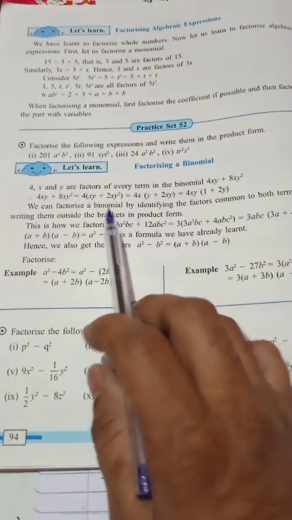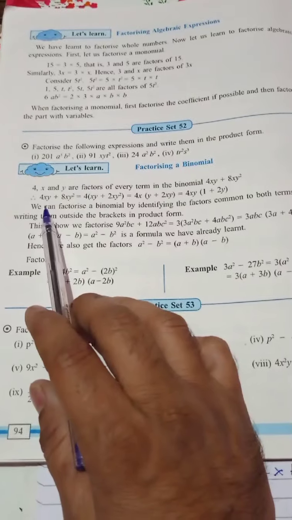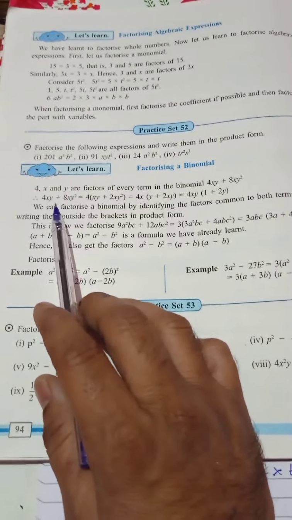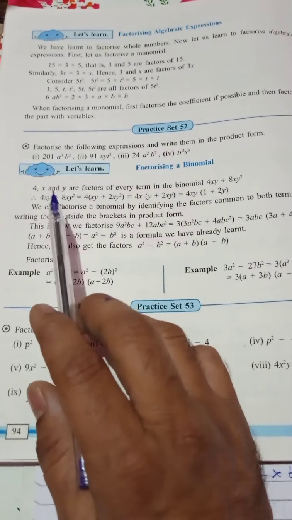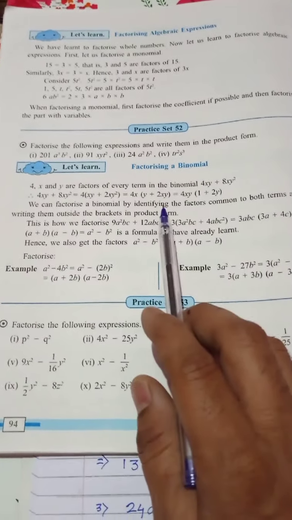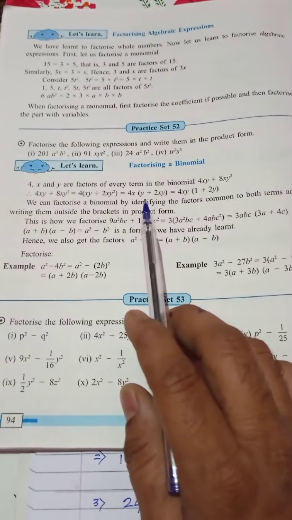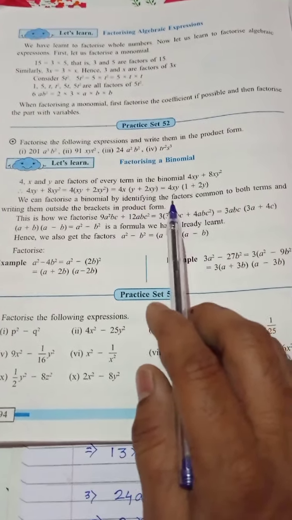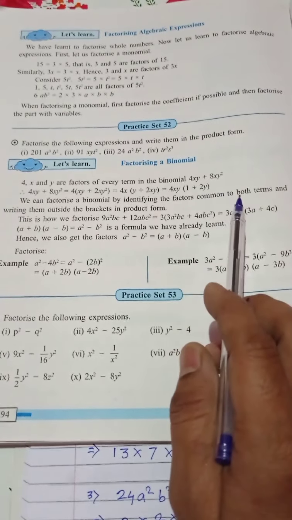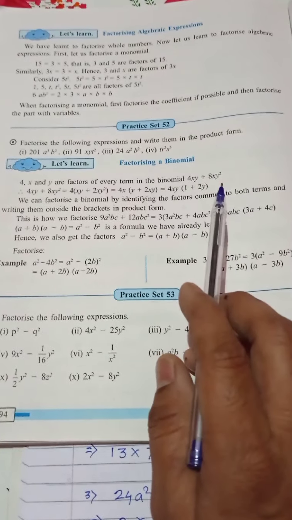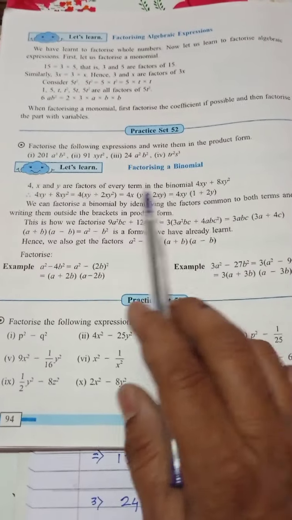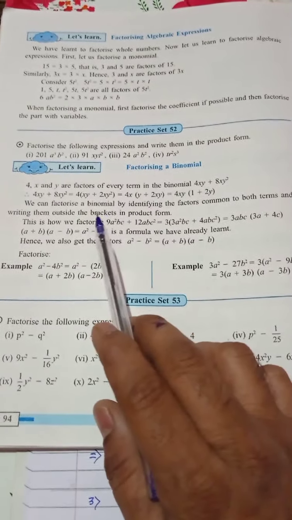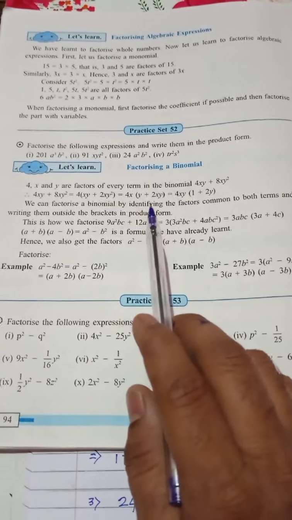See, in the binomial they will give two terms, you know it. When there are two terms, they are called binomials. Then see here, I will give one example. When you are doing the factorization of a binomial, what to do? In your textbook it is given, we have to identify the factor common to both of the terms and write it outside the bracket in the product form.